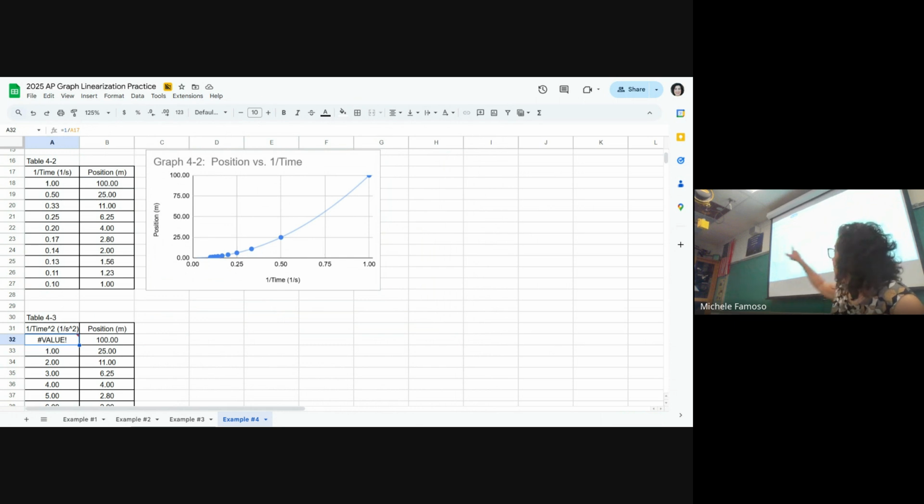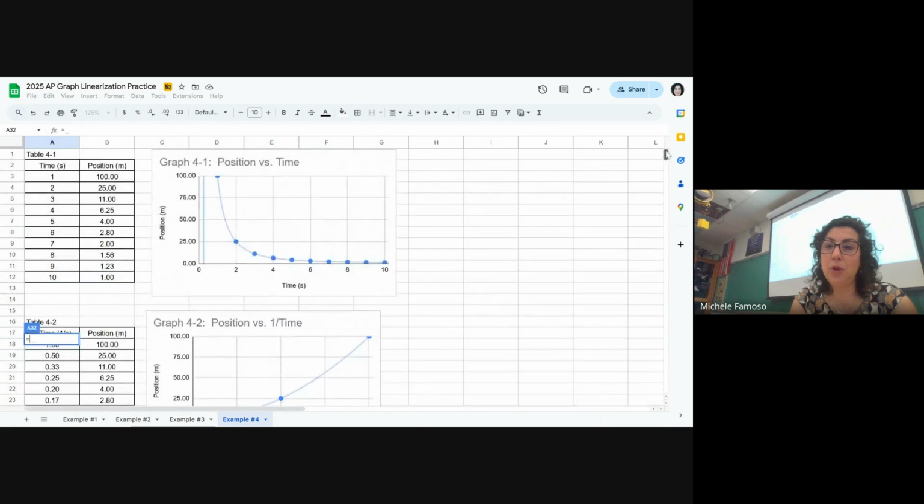Now, how am I going to get the value, the formula for 1 over time squared? Pretty easy. I'm going to say equals, then I'm going to go back up to table 4.1. I'm going to put that value in. So I'm going to have that it equals 1 over A3 squared. Okay, that's the formula. So it's going back to the original data, not the data in table 4.2.